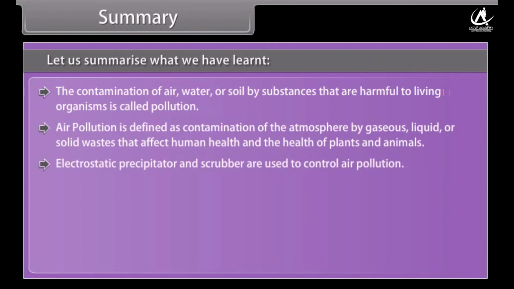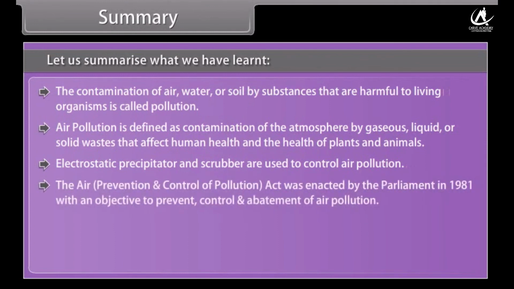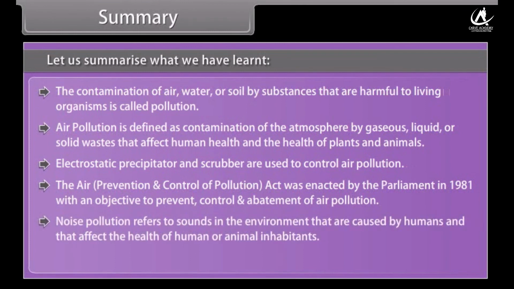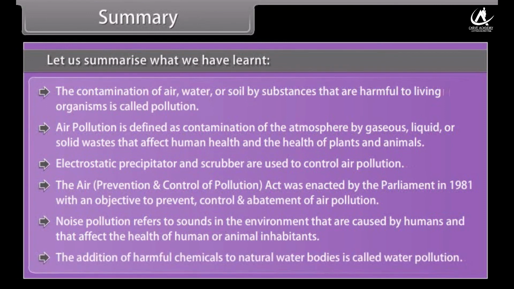Electrostatic precipitator and scrubber are used to control air pollution. The Air Prevention and Control of Pollution Act was enacted by the Parliament in 1981 with an objective to prevent, control, and abatement of air pollution. Noise pollution refers to sounds in the environment that are caused by humans and that affect the health of human or animal inhabitants. The addition of harmful chemicals to natural water bodies is called water pollution.